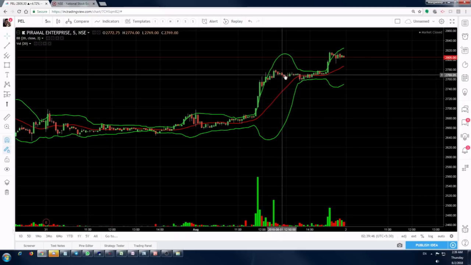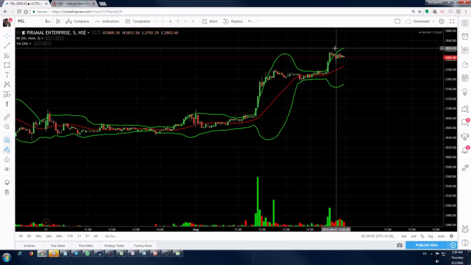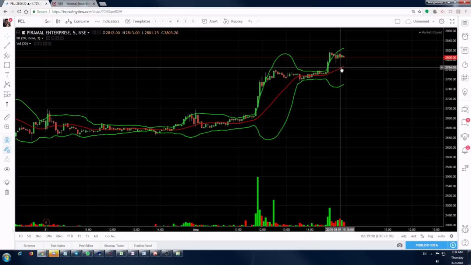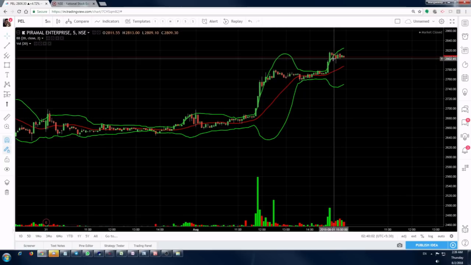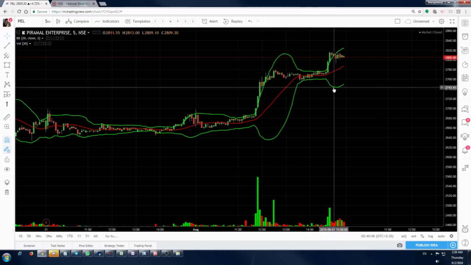Then it was a sideways movement and another channel was formed here. See, another channel was formed here and again a breakout. Same thing, volume gives you the confirmation, the 20 SMA starts moving up diagonally, the upper Bollinger Band starts moving up diagonally, and the lower Bollinger Band starts moving down.